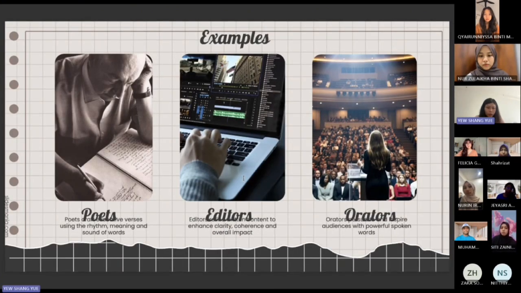All right. So for linguistic intelligence, how we can express it in our daily life and even in our career is that it allows people to communicate ideas clearly, persuade others, and inspire emotions through carefully chosen words. Now we see this intelligence in poets who use rhythm and imagery to create vivid verses, in editors who refine writing for clarity and impact, and in orators who capture the attention of an audience with compelling speeches.